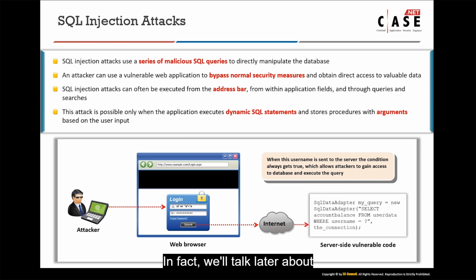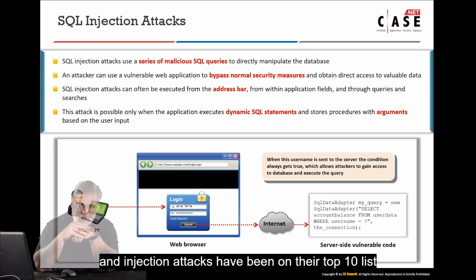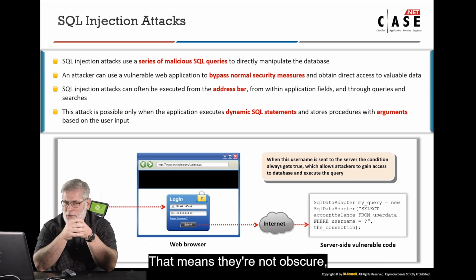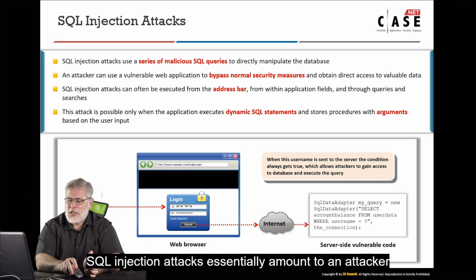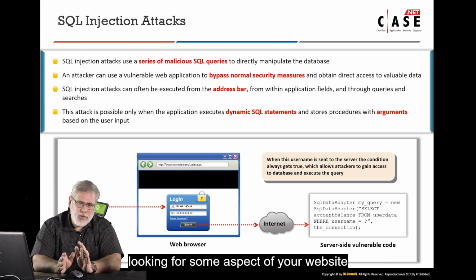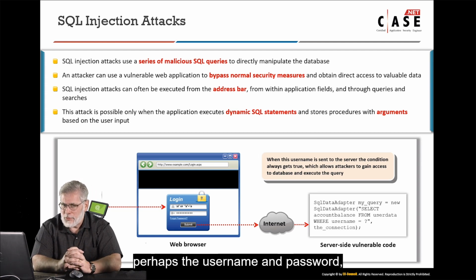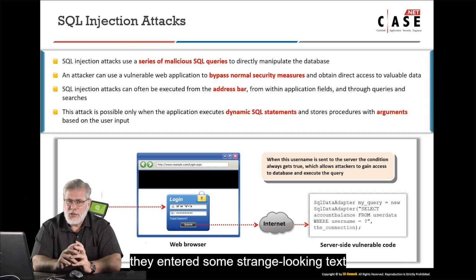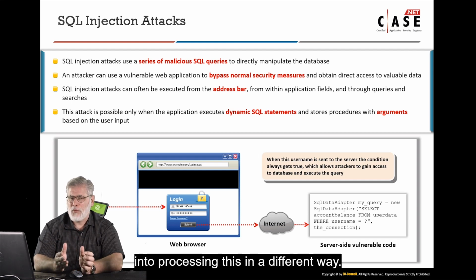In fact, we'll talk later about the Open Web Application Security Project, OWASP, and injection attacks have been on their top 10 list for well over a decade. That means they're not obscure, but they're still happening today. SQL injection attacks essentially amount to an attacker looking for some aspect of your website that allows them to enter text, perhaps a username and password, and rather than just entering what they were supposed to, they enter some strange-looking text that's designed to trick the SQL command into processing this in a different way.